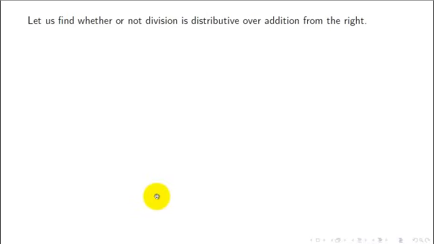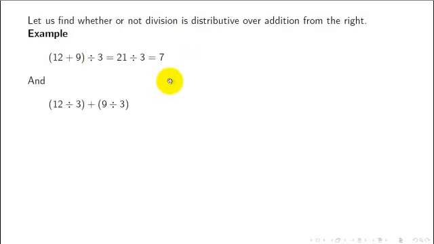Let us find whether or not division is distributive over addition from the right. Now we are talking about division. Example, (12 + 9) ÷ 3 is equal to 21 ÷ 3, because we have to solve the expression inside the parenthesis first. So 12 + 9 is 21, and 21 ÷ 3 equals 7.